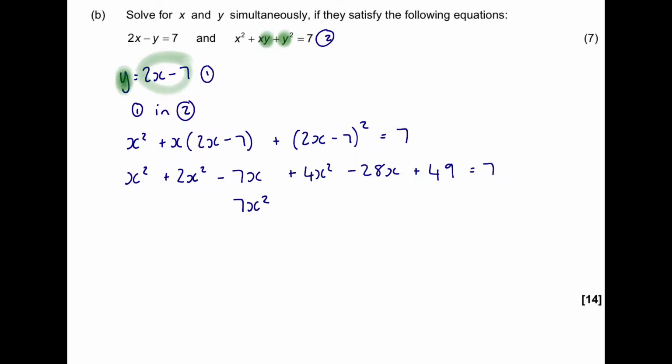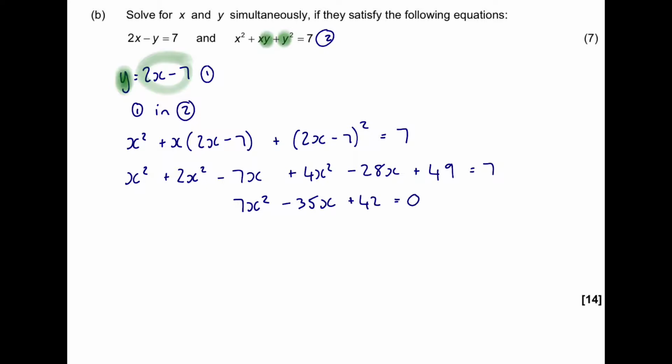Then we can look at the x terms. So negative 7x minus 28x is negative 35x. And then lastly, look at the constants. All right, so our only constants are 49 and 7. But we're going to take the 7 over and subtract it from the 49 to get 42. So that'll be positive 42 on the left-hand side.